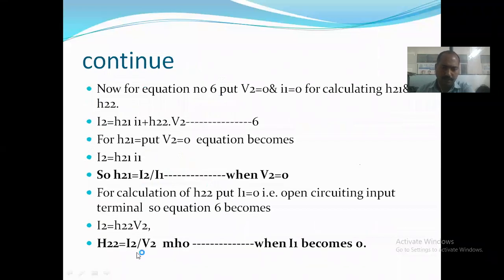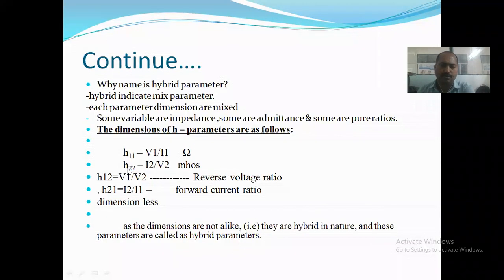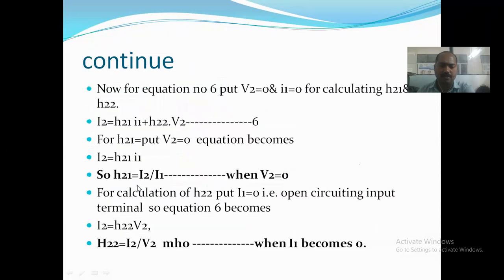Okay, h22 is nothing but I2 divided by V2. So it is opposite to that of resistance, right? Opposite to resistance, it is called admittance, and its unit is opposite to ohms, that is mhos. See, h22 is I2 divided by V2, and its unit is mhos, the admittance unit.